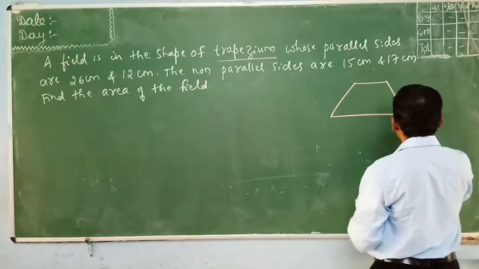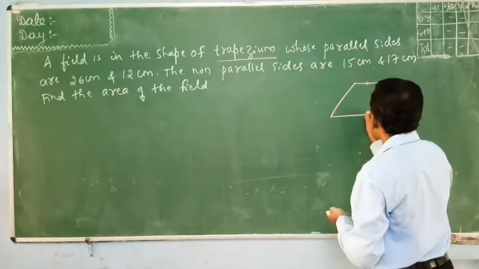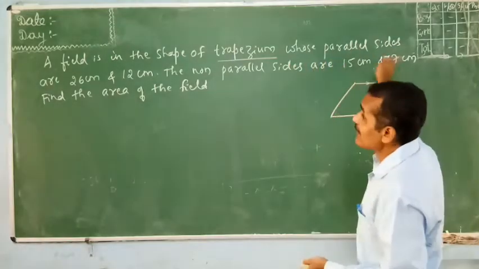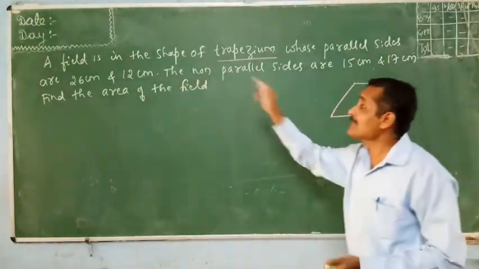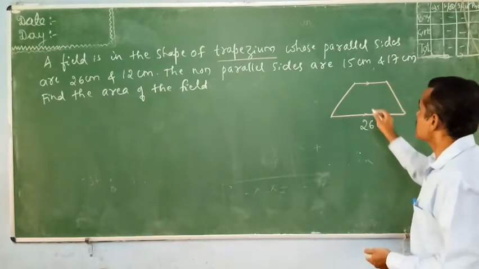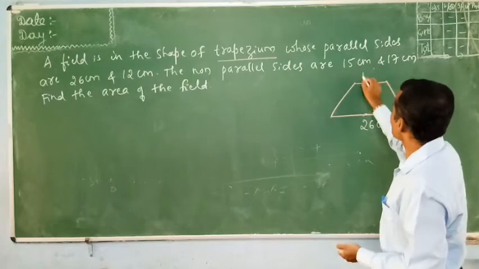This is a trapezium in which these two sides are parallel to each other. What the problem says, whose parallel sides are 26 cm and 12 cm. No doubt, the longer one I can say this is 26 cm. This is 12 cm.